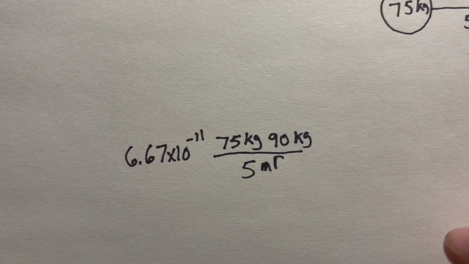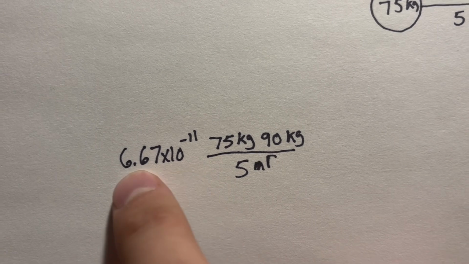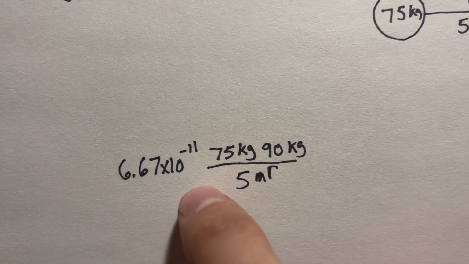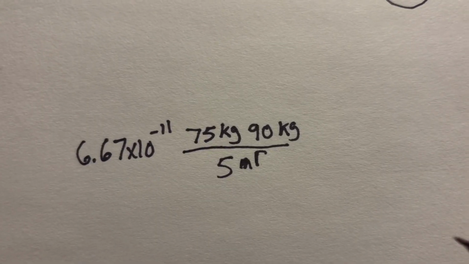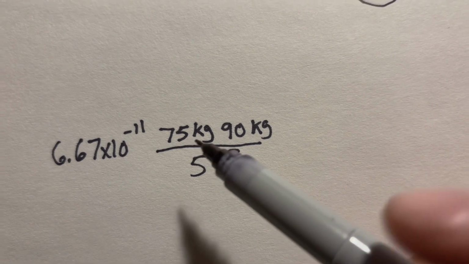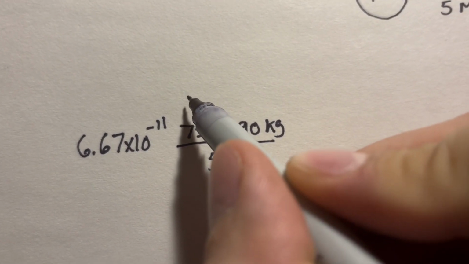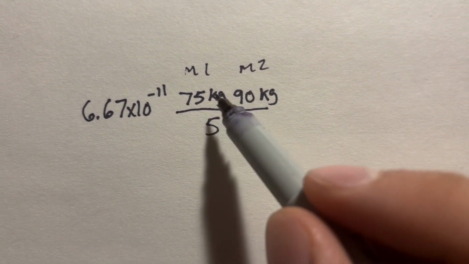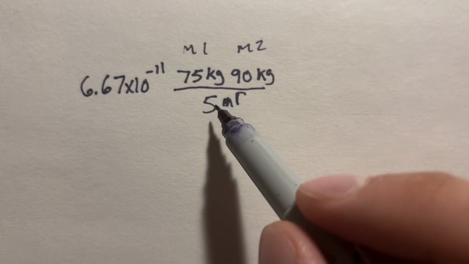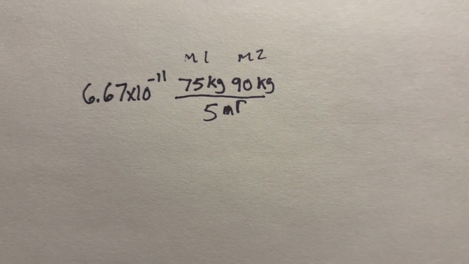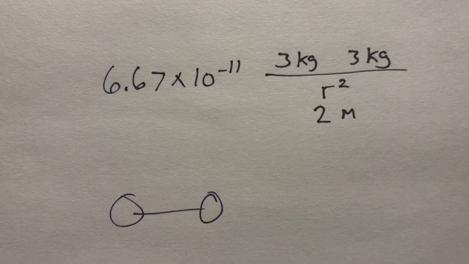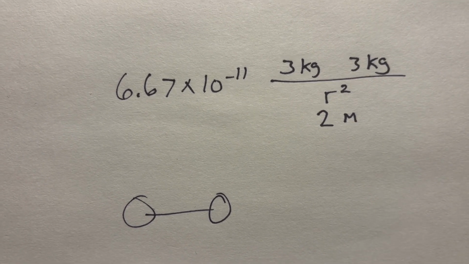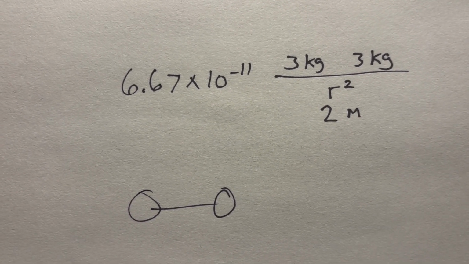So we have the formula here. You have the gravity constant, 6.67 times 10 to the negative 11th power, times the mass of object 1, which I'll just put M1, and M2. These two are multiplied by each other, then divided by the distance squared. Our new problem would be two 3 kilogram objects at a distance of 2 meters. What would be the gravitational pull between the two?